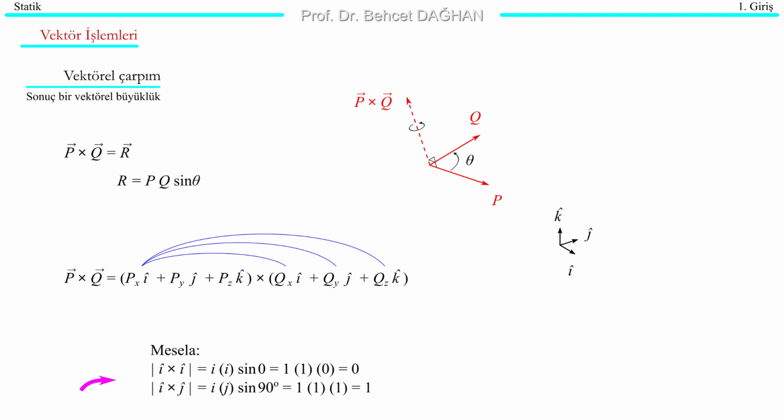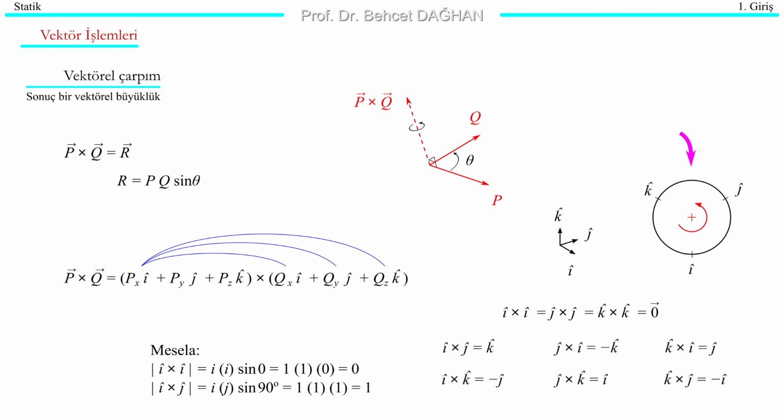What is its direction? We find its direction again using the right-hand rule. When we multiply i and j by cross product, we hold the four fingers of our right hand in the i direction. We rotate our palm toward j. When we close our palm, our thumb points in the direction of k. Therefore, the cross product of i and j is equal to k.